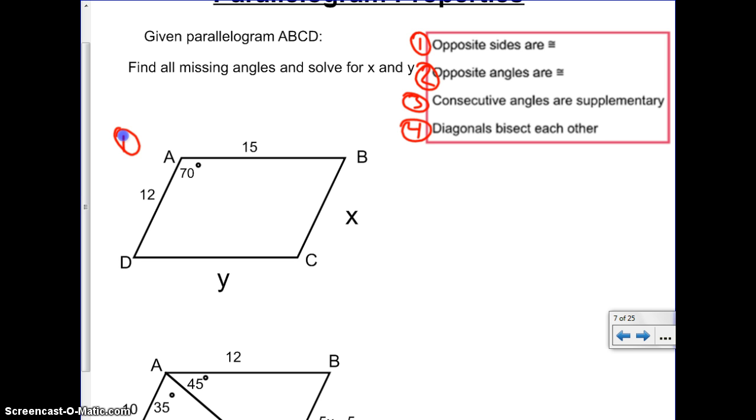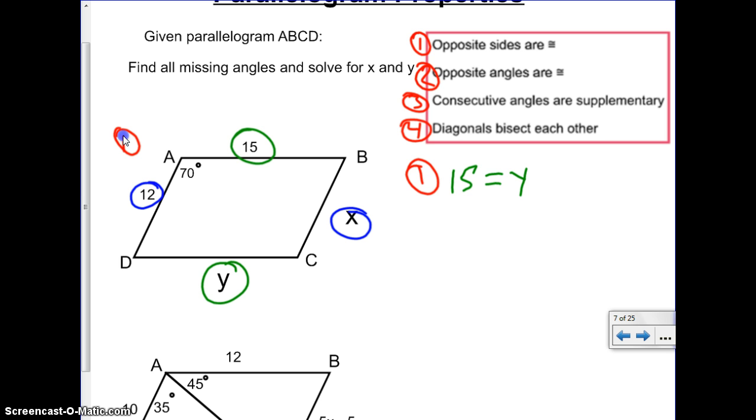The first thing that we see of our rules, number one, is that opposite sides are congruent. Well, what's that mean? Well, let's highlight our opposite sides. We've got 15. Which side is opposite of 15? Well, it's our y, right? And then which side is opposite 12? Well, it's x. So using rule number one, the opposite sides are congruent, we can say that 15 equals y, and we can say 12 equals x. So that's just using that first property.